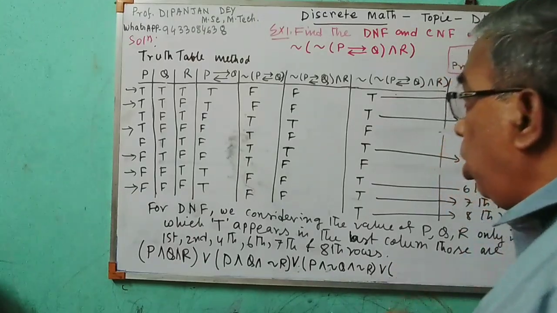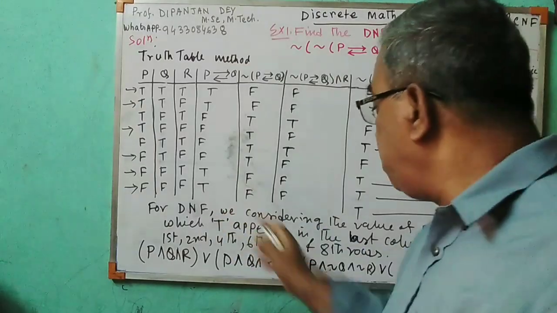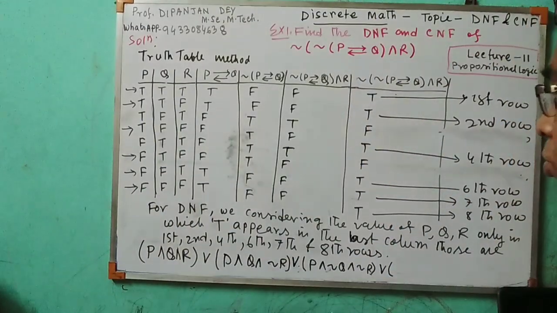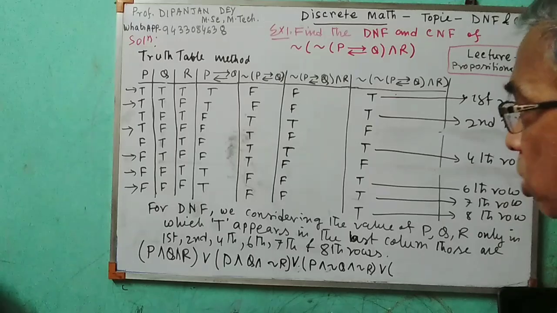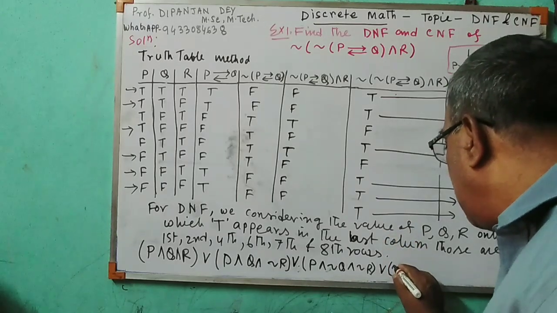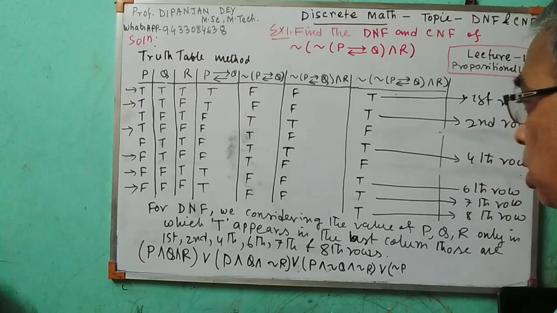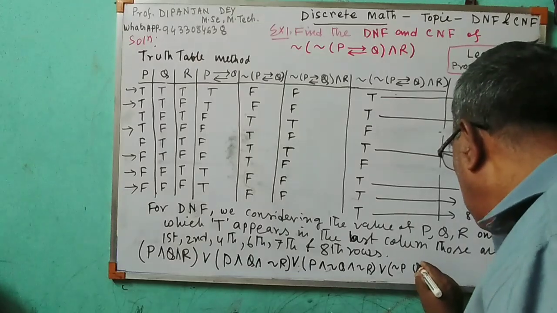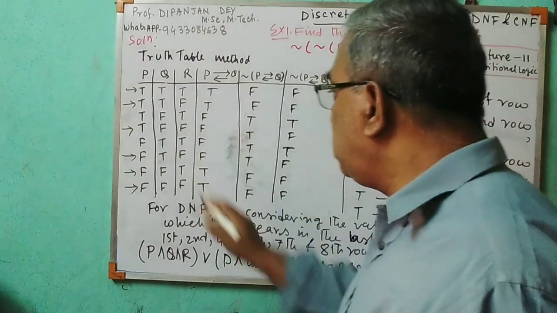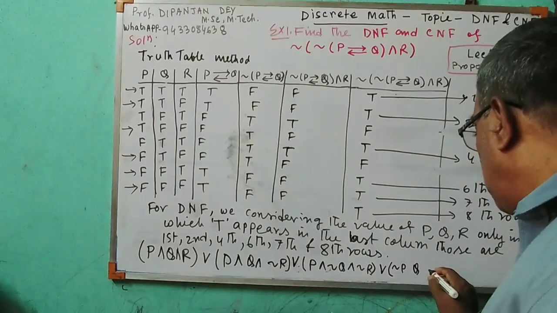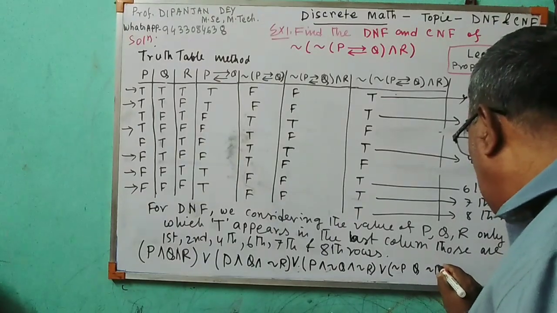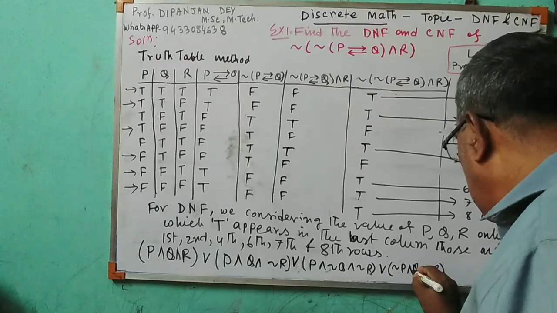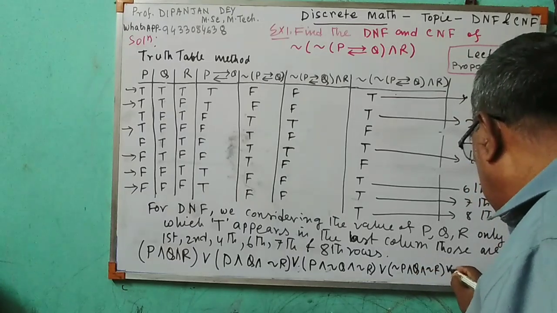Then this is for third row. This is for fourth row. Now this is for fifth row. For fifth row, this is false, then true, that is P is false. So this is negation P. Q is true. So this is Q. Then R is false. So negation R. So this will be conjunction, and outside it is disjunction.